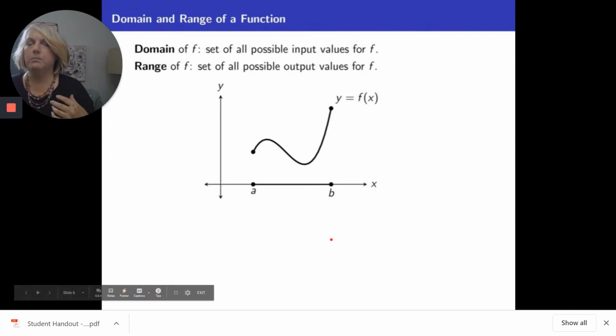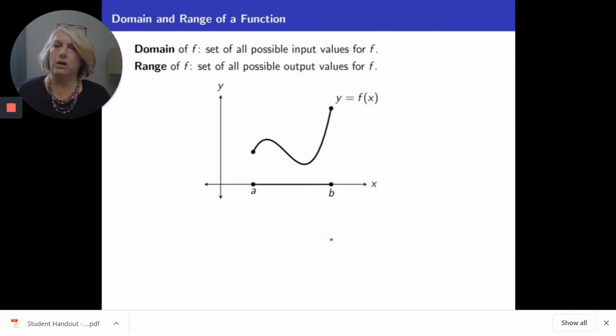All right, now the big thing that we do need to make sure we're always cognizant of, both in calculus and prior to calculus, is the domain and range. So you do want to make sure that you are familiar with that the domain is the set of all possible input values and that the range is the set of all possible output values.